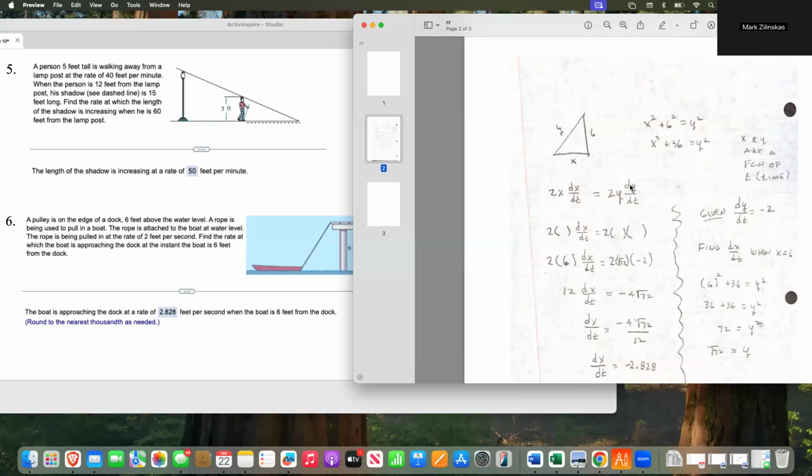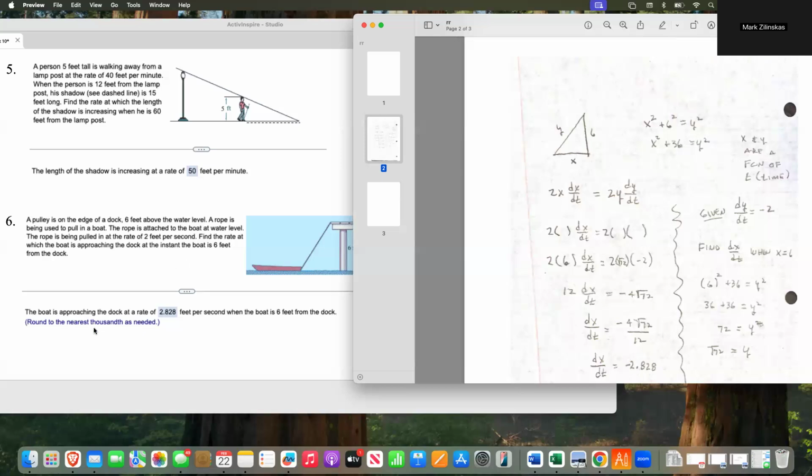And then dy/dt, they gave me also, along with 6 equals x, that's the -2. I'm not going to go through the arithmetic here, but you just need to multiply all this out and then divide both sides by 12. When I simplify that on a calculator, I get dx/dt to be equal to -2.828. And that is what I type in over here.